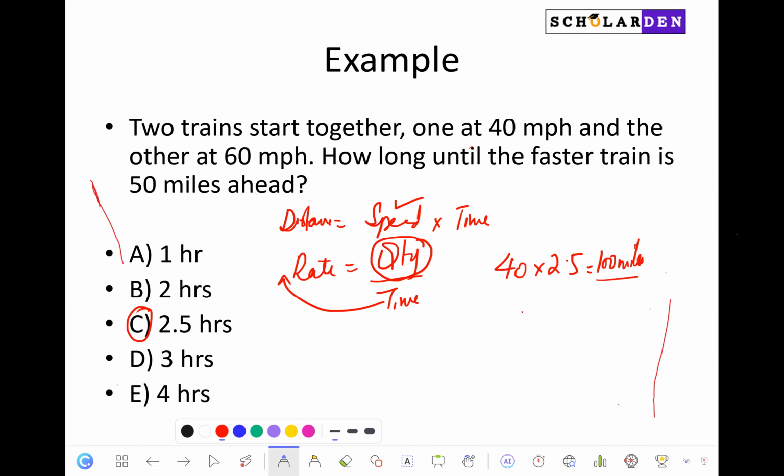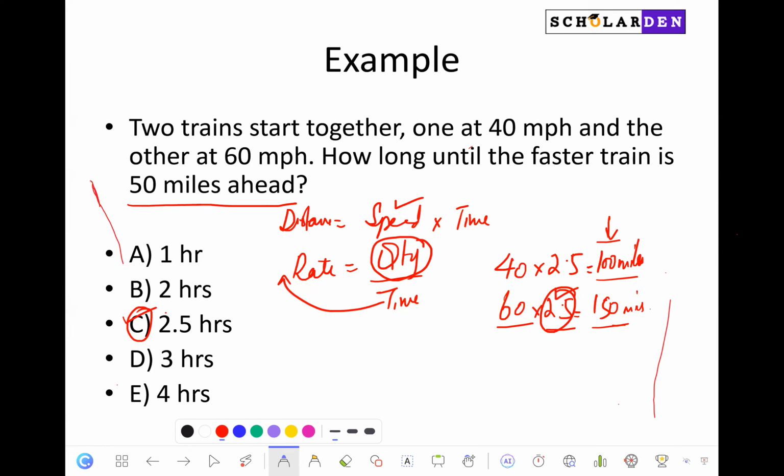And now let's look at the second train. If we do the same thing, multiplying the second train's speed with this time, we get 150 miles. And so, how long until the faster train is 50 miles ahead? Within this time window of 2.5 hours, the faster train has already traveled 150 miles, while the slower train is at 100 miles. So the difference between whatever they have traveled is 50 miles. So this is your correct answer.